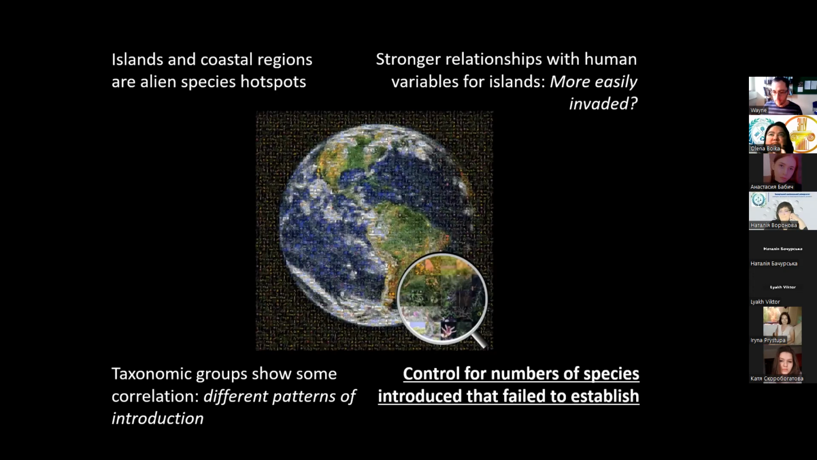Okay. One of the things that we haven't done with these analyses is really controlling for the numbers of species that are introduced and that have failed to establish. So it's quite hard with this kind of data to disentangle what's driving introductions versus what's driving the successful establishment of the species. And that requires some more work.